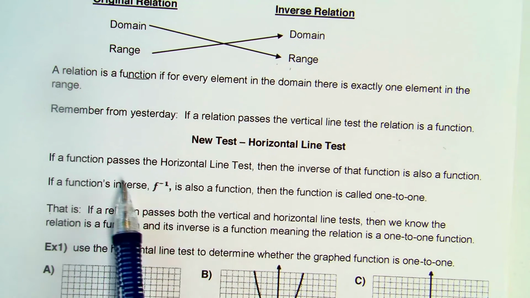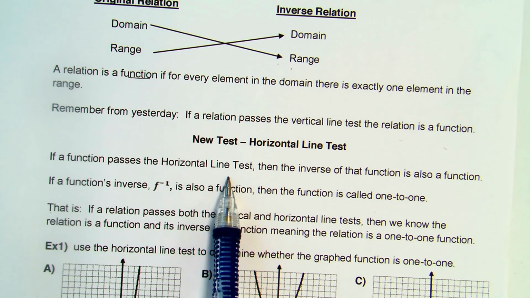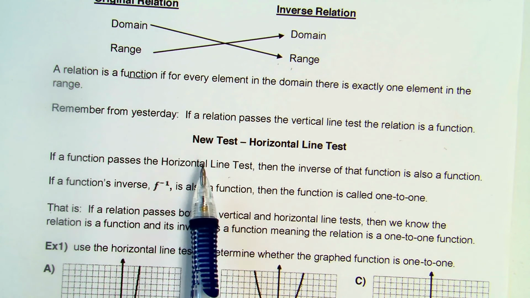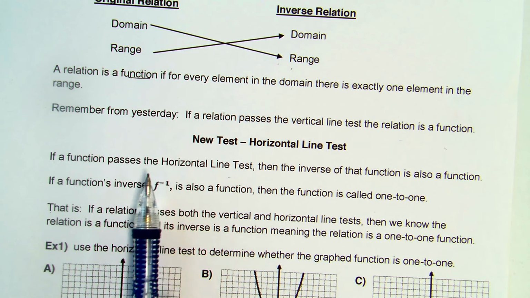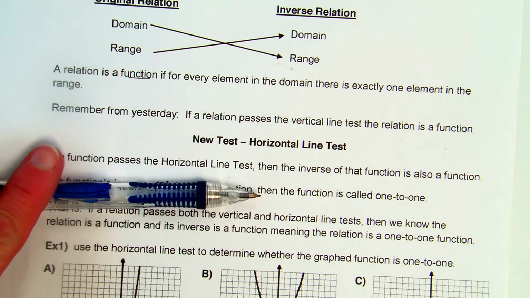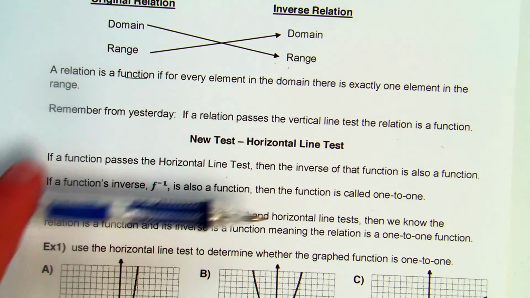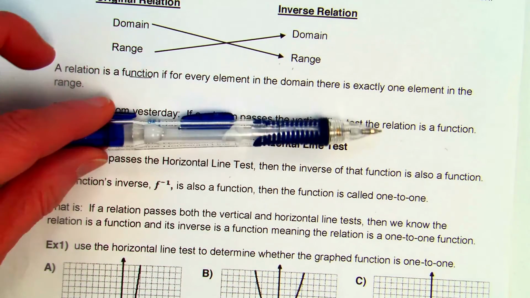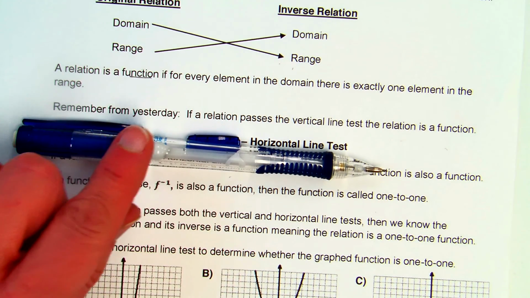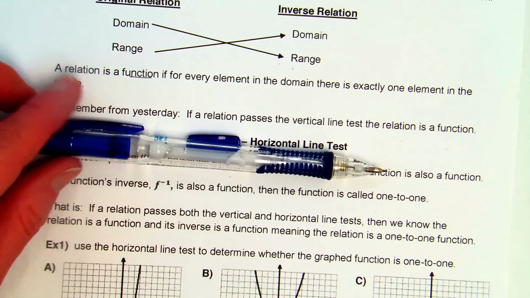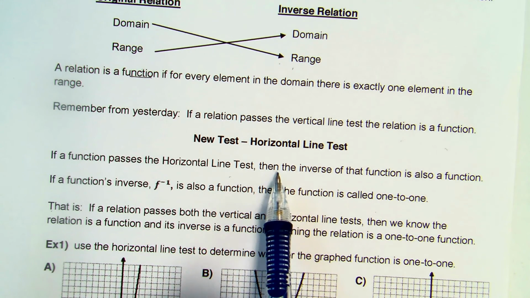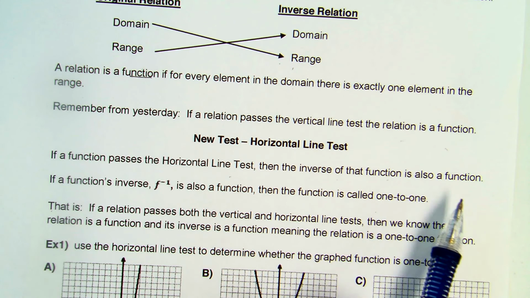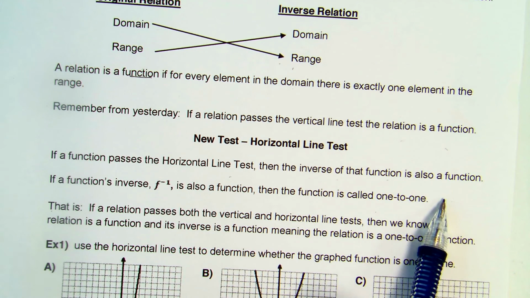If a function passes the horizontal line test, so you know a vertical line test is with your line straight up and down. Well, the horizontal line test is turn your line horizontal. If it passes the horizontal line test, which means my graph cannot touch this horizontal line in two places at a time. So if a function passes the horizontal line test, then that means the inverse of that function is also a function. This is a special function, okay?